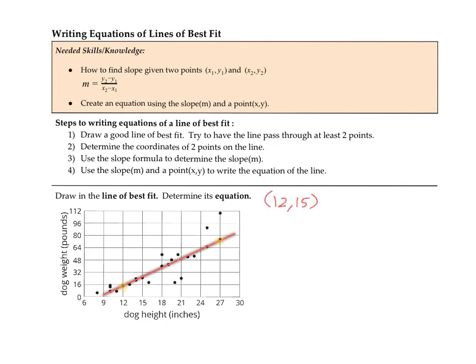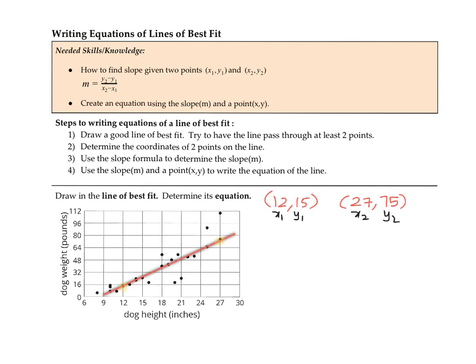And the second one, I'll have to estimate. I am not very sure, so that would be the best estimate. And that would be 27, and I'm going to approximately say that would be 75, so 27, 75. So we have 2 points now. Now using these 2 points, we are going to label, this one is x1, y1, and this is x2, y2.